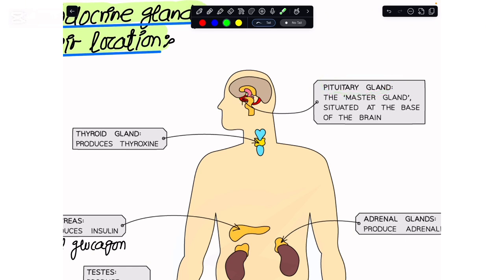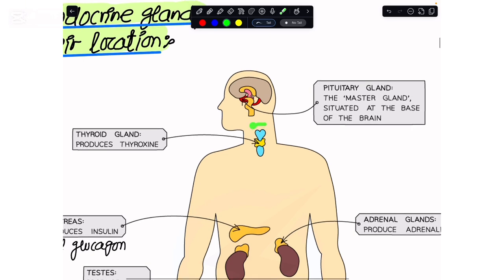Why do we call this the master gland? Because it regulates or controls the secretion of other glands. So this is why it is the master gland. And if we see the neck area, in the neck there is the thyroid gland, and this thyroid gland releases a hormone, and that hormone is the thyroxine hormone. I'm not talking about their role at the moment, we will see in a while.